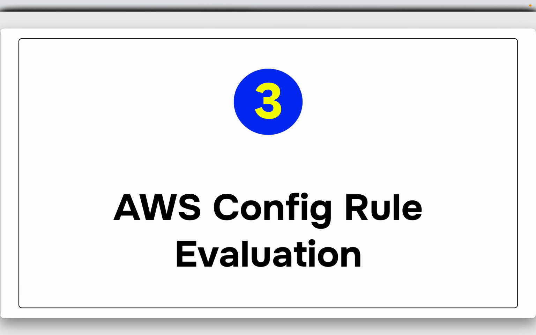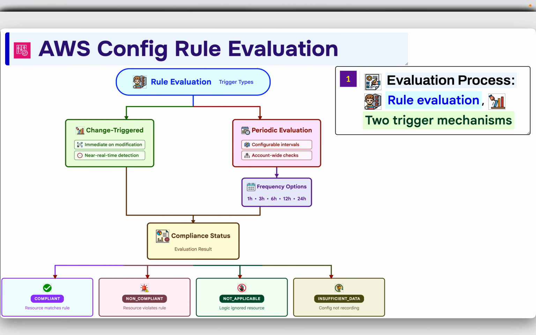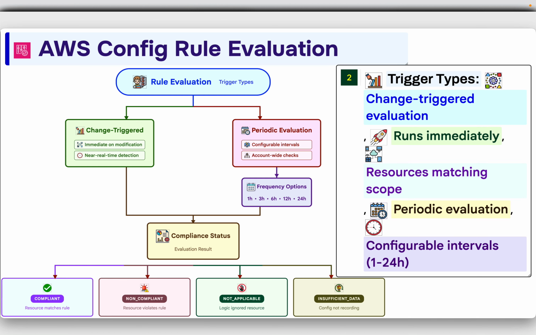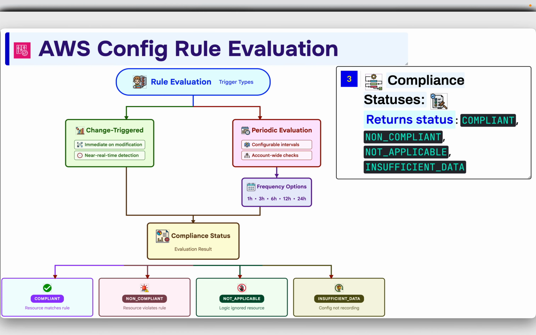Third topic, AWS Config rule evaluation. The evaluation process involves rule evaluation using two trigger mechanisms. First one, change triggered and periodic evaluation. Change triggered evaluation runs immediately when resources matching the scope are modified. Periodic evaluation runs at configurable intervals from 1 to 24 hours. The rule evaluation returns a status of compliant, non-compliant, not applicable, or insufficient data.